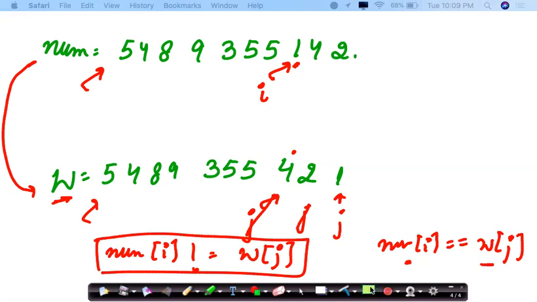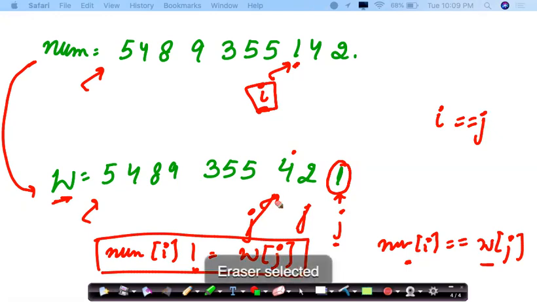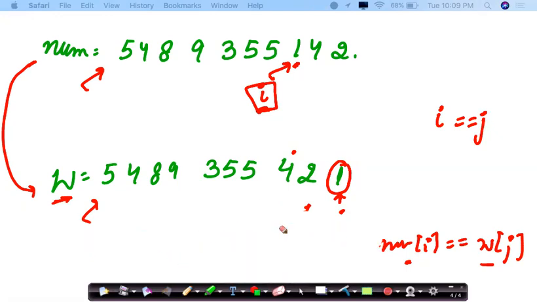What do we want now? We want this 1 to be placed at the same position as that of i in the original number. So you keep on making adjacent swaps with this j until we reach the same position as that of i, that is until i is equal to j. Till that point we'll keep on making the swaps. Let's see how we can make those swaps.